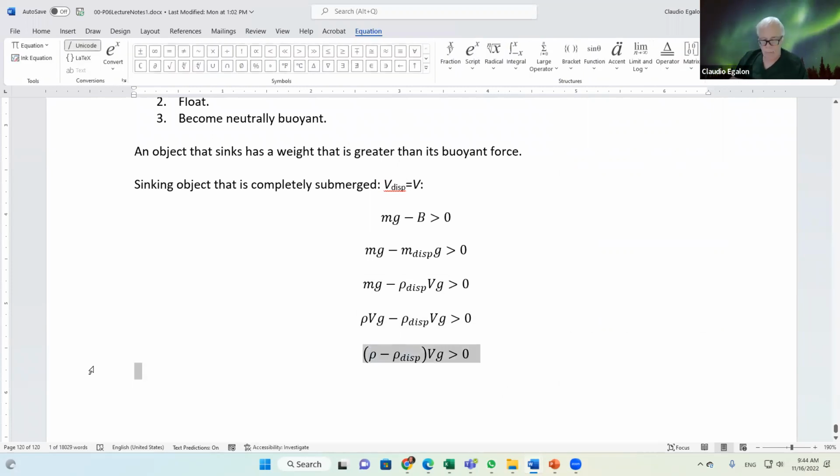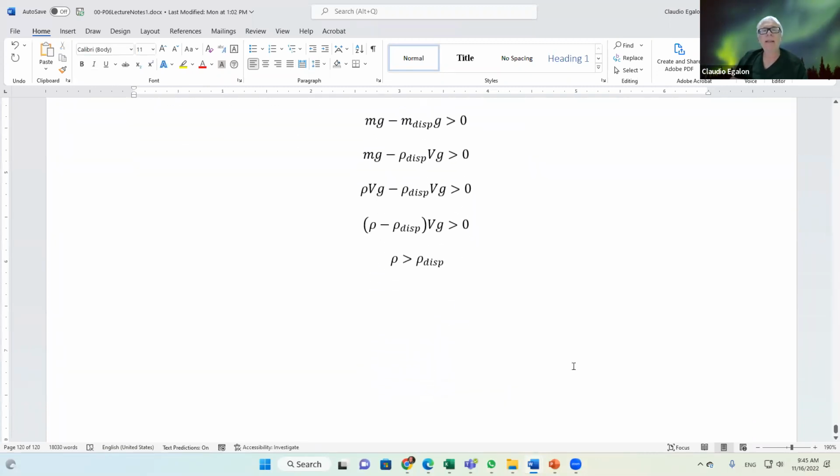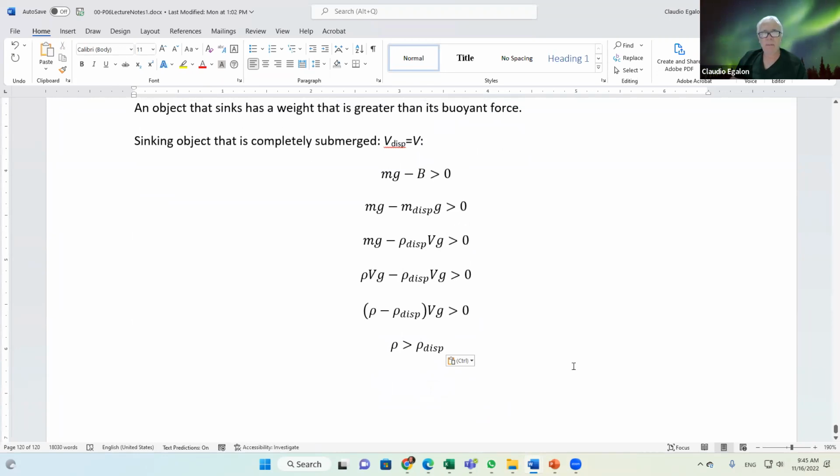And then for an object to sink, what is the mathematical condition? Its density must be greater than the density of the displaced fluid. That's the condition. If you know the density of your object and the density of your fluid, and the density of your object is greater than the density of your fluid, then the object is going to sink.